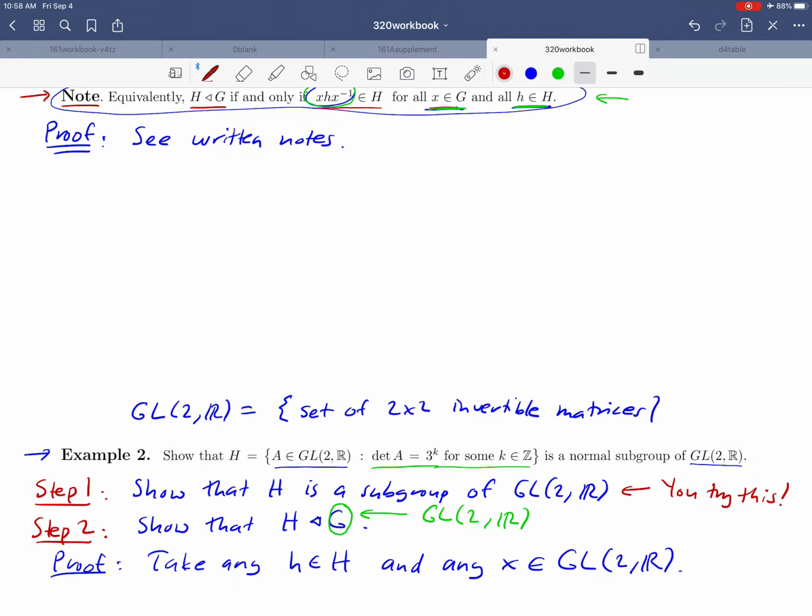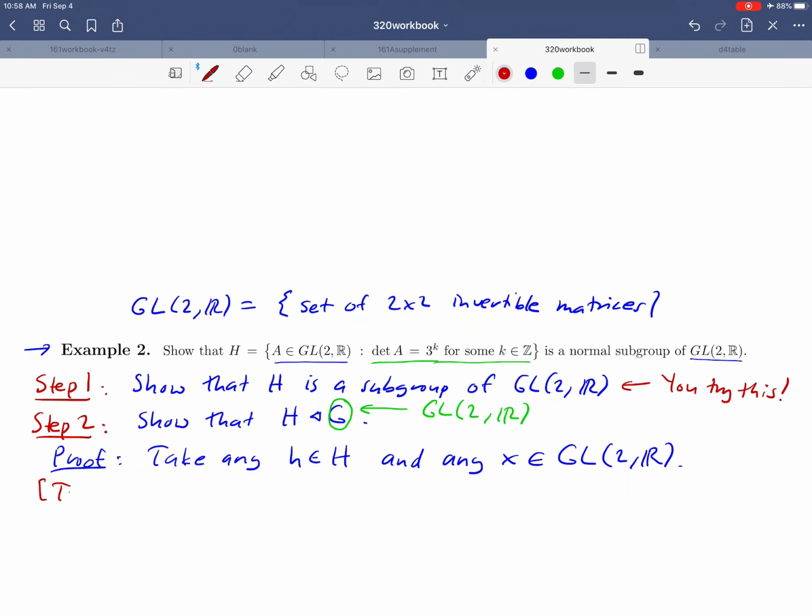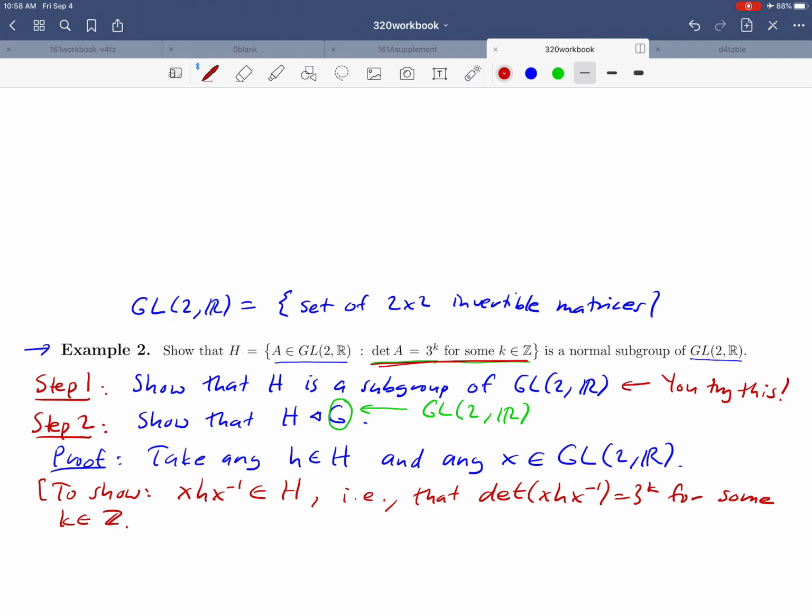Let's make a note of where we're going with this. To show x h x inverse is in H, remember what it means to be in H. It means that that product has to have this property: its determinant has to equal 3 to the k for some integer. So that's where we're going to try to go.